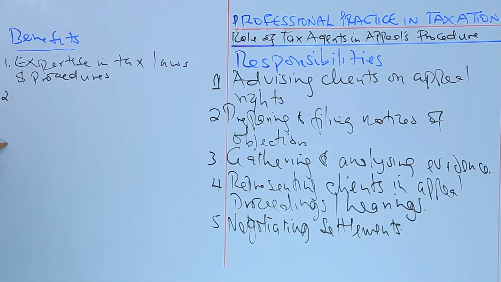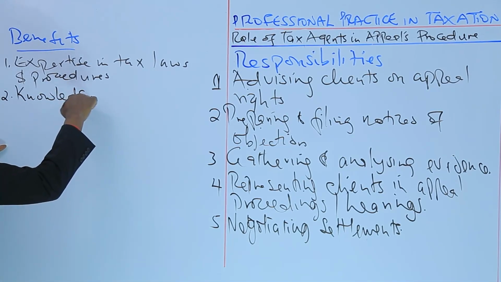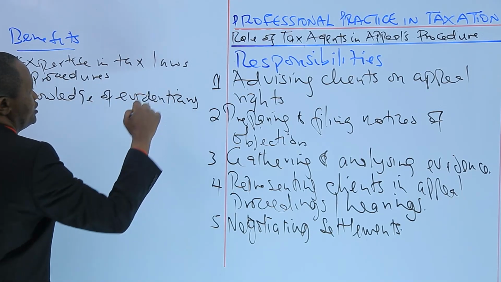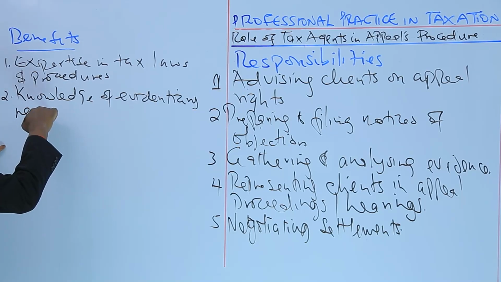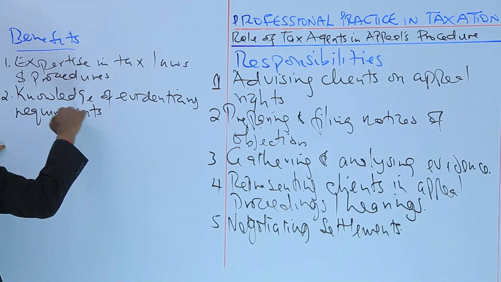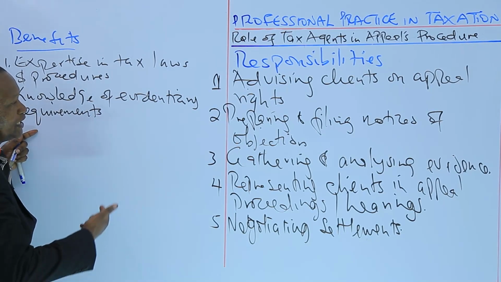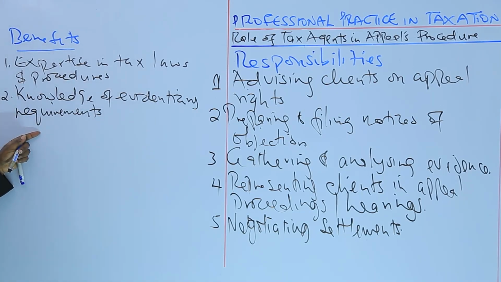The second advantage is knowledge of evidentiary requirements. Tax agents have knowledge of evidentiary requirements. They are familiar with the types of evidence required to support appeals, ensuring that the taxpayer's case is adequately supported with relevant evidence and relevant documentation.